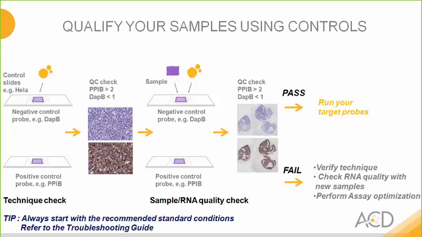If you have passed the QC with the sample and RNA quality check, then you can run your target probes. If at this point it fails, we would need to ensure that you can verify the technique, potentially check the RNA quality with new samples, or you may need to perform assay optimization. Keep in mind that you should always be starting with the recommended standard conditions when starting the assay, and you can always refer to the troubleshooting guide.